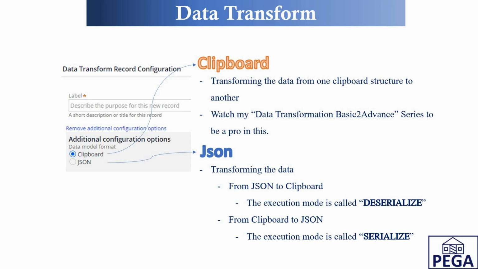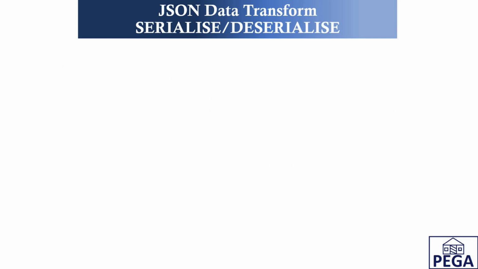You will end up in many situations where you have a JSON and you are going to convert that JSON back to clipboard, or situations in your project where you are going to convert the clipboard to JSON and then send it to an external party. There is something called execution mode, which we will talk more about in this video. The execution mode is either deserialize or serialize. When you are converting from JSON to clipboard, you pass deserialize. When you are converting from clipboard to JSON, you pass the execution mode as serialize.